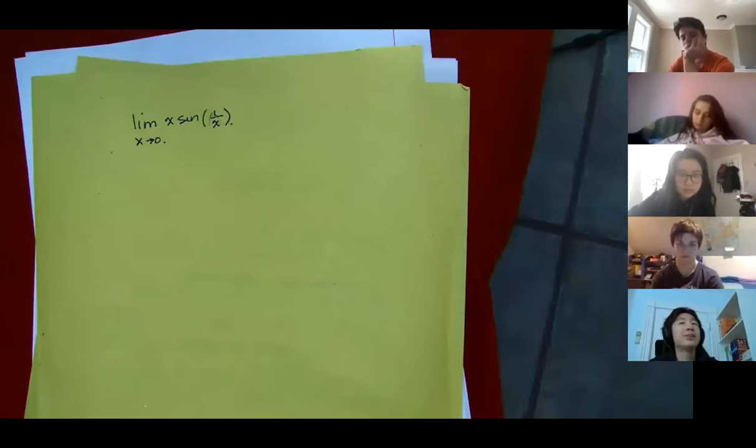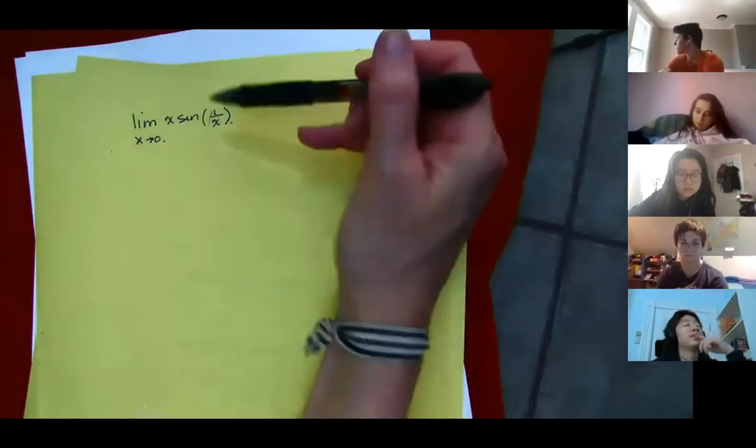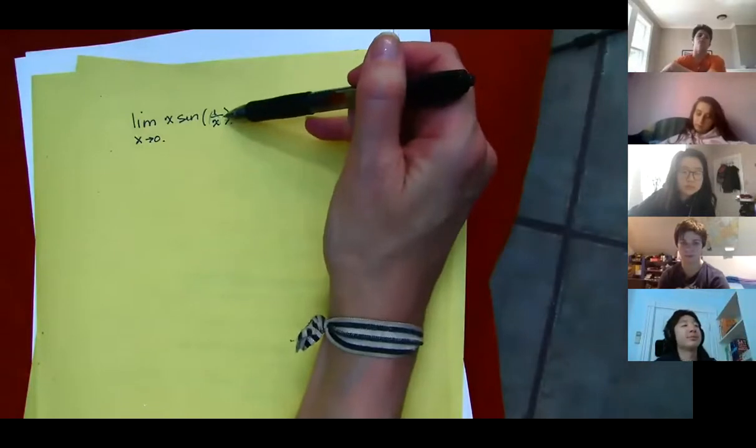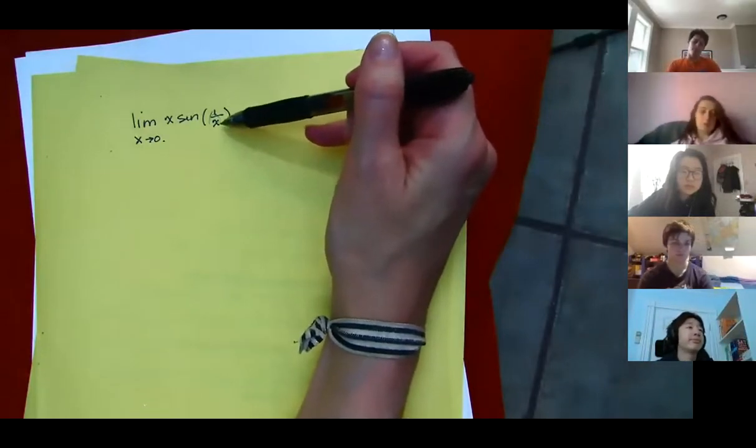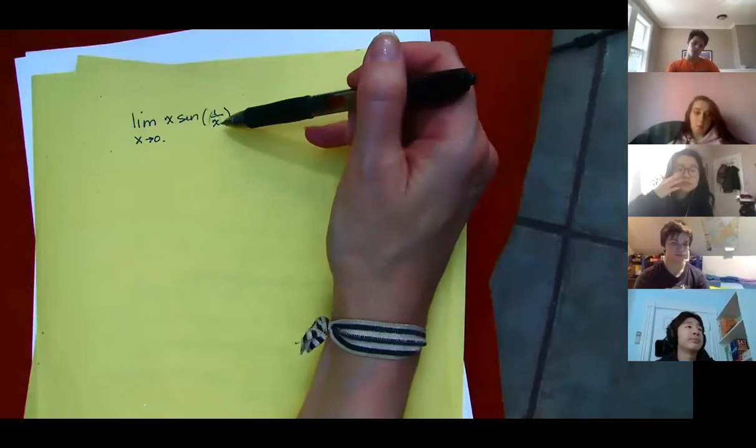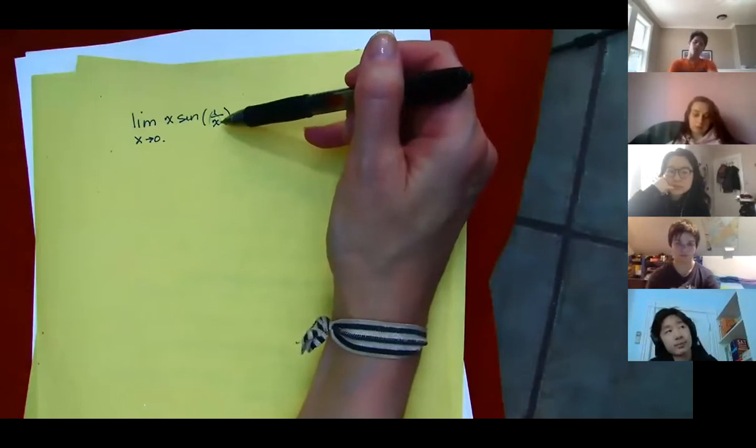Use the squeeze theorem. You do need the squeeze theorem part. It's not obvious. So as x approaches 0, 1 over 0, right? That's not a number, but you know that it's getting larger and larger. Depending on which side of 0, it's going either to positive infinity or negative infinity, right?